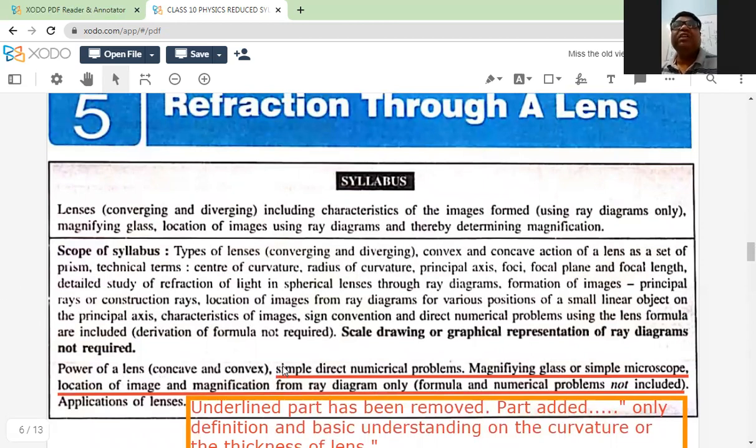One more thing which I want to highlight here. Last year, this sign convention, you can see here, and direct numerical problems using the lens formula were removed, but this year they have been included. This was removed last year. It's clear? But this year it has been included. It's clear? So you will remember this whole thing is in your course except the underlined part.